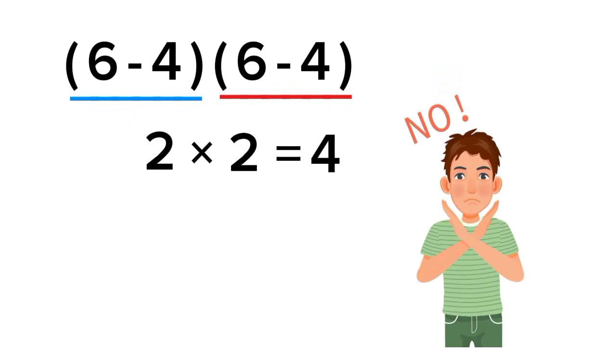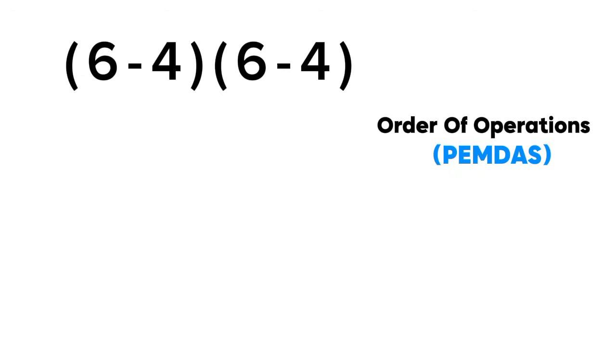Here's why. We have to follow the order of operations, also known as PEMDAS. That stands for parentheses, exponents, multiplication and division, and addition and subtraction. It means we first handle parentheses, then exponents, then multiplication and division from left to right, and finally addition and subtraction from left to right.